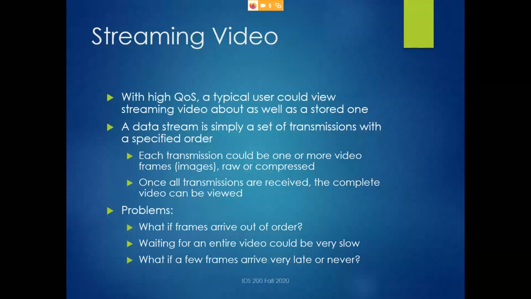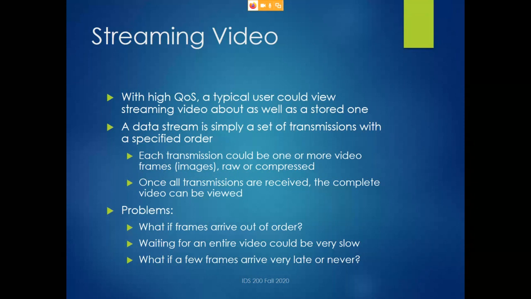Likewise, if the video is very large, you have to wait for the entire thing to arrive. That could take a while. If you're trying to watch some 2-hour movie and you have to wait a few minutes for it to get started because it's trying to download the whole thing, it's kind of annoying, right? You'd rather get started right away.